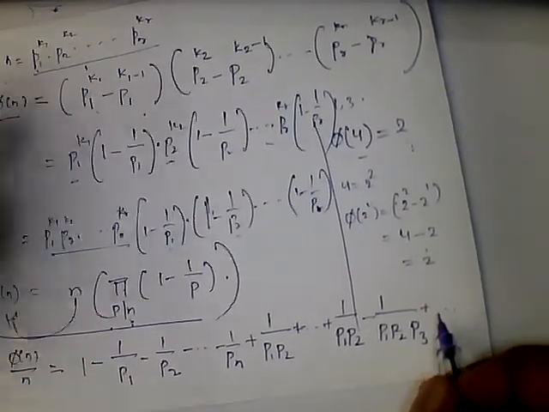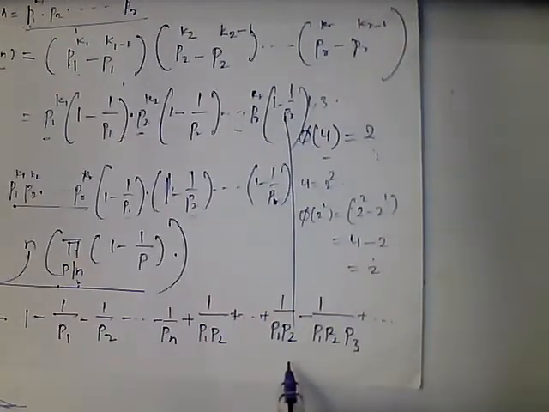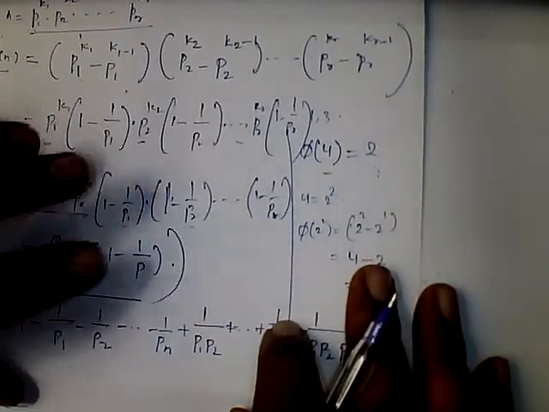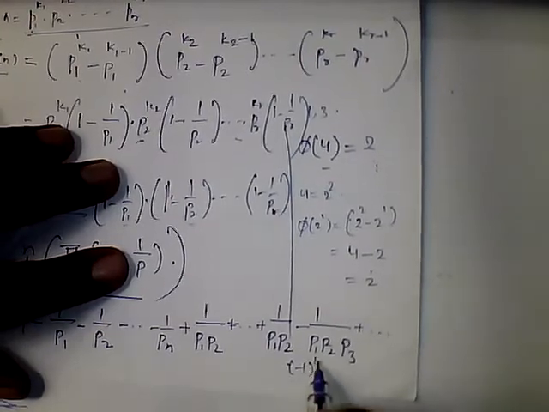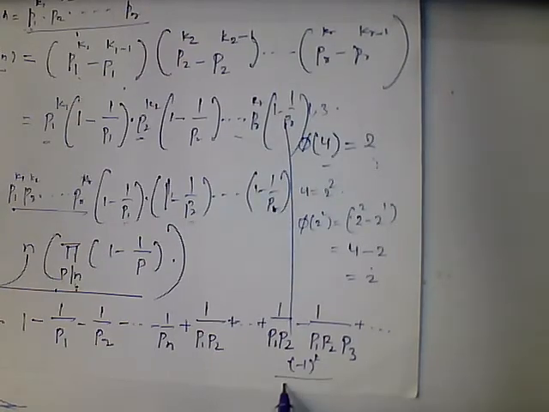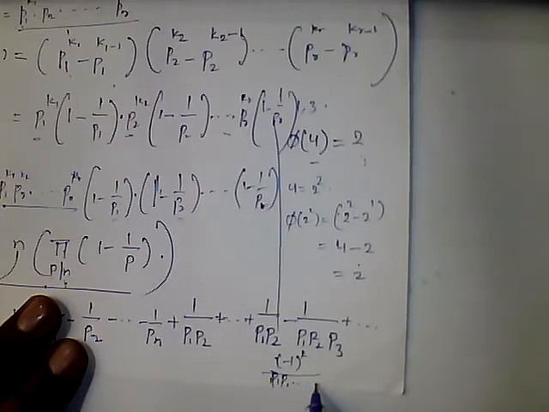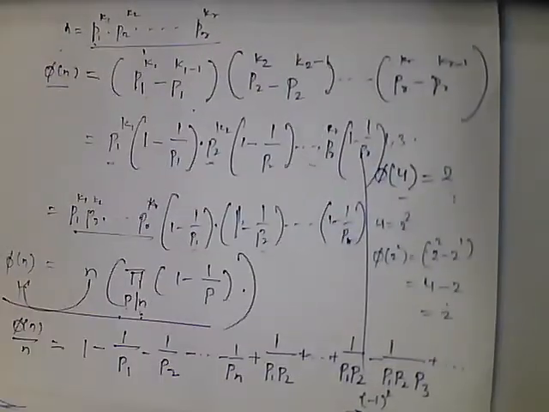plus so on. You will go up to minus 1 power k into minus 1 power k by p1 p2 so on pk. This much times you have to do.